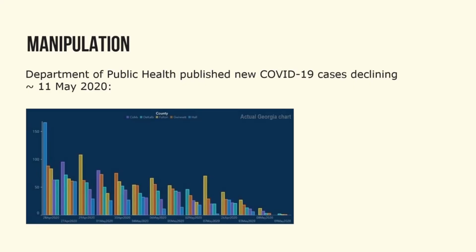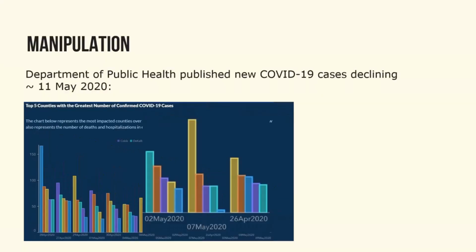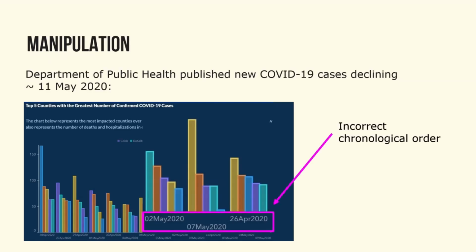But let's have a look at this chart here. And you can see that, at first sight, there is a steady decline in new cases. But let's have a closer look. Let's have a look at this axis. And you can see here that it's moving from the 2nd of May to the 7th of May and back to the 26th of April. And that happens across all the dates. So the dates are not in chronological order.